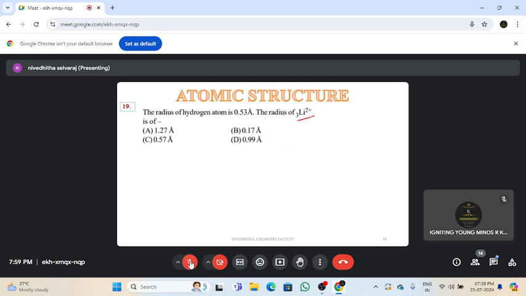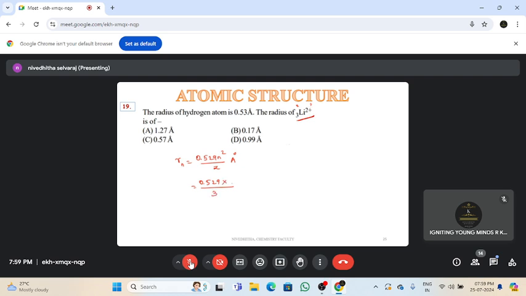Basically, lithium 2 plus is a single electron system, so we can use Bohr's formula, right? So what is the formula? Rn is equal to 0.529 n square divided by Z angstrom. So 0.529. Since the element is lithium, the atomic number of lithium is 3.